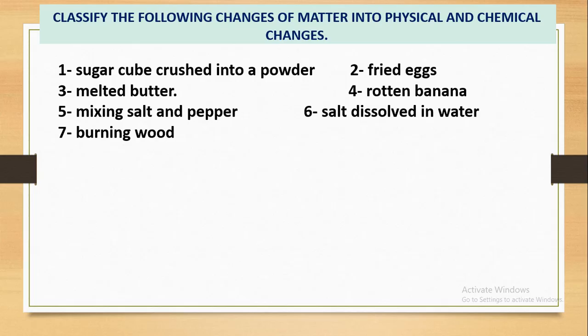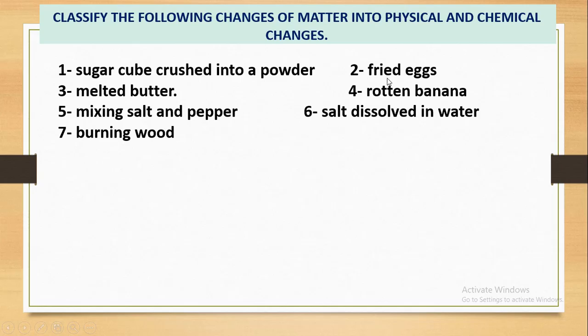Melted butter, that means a change of state. It is converted from solid to liquid. So this is a physical change too. Mixing salt and pepper, it's also a physical change. Burning wood. Anything with burning is a chemical change. There are indicators like smoke, like heat, like light.